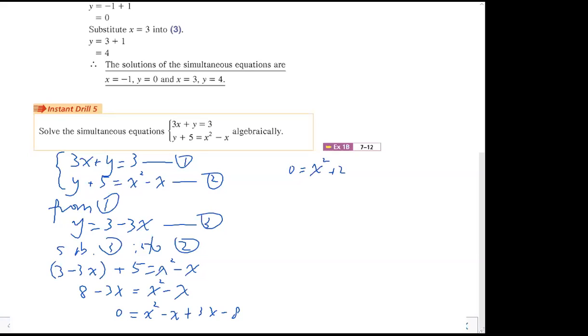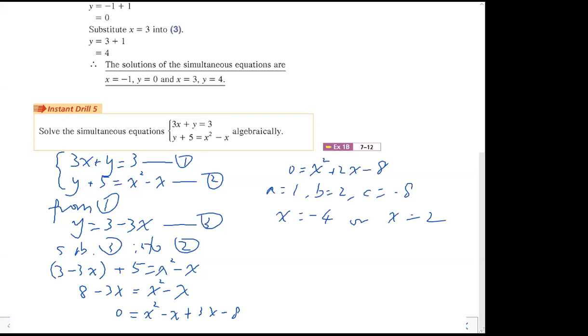Okay, and now it is a simple quadratic equation where a is equal to 1 and b is equal to 2 and c is equal to -8. Okay, and we can use the program to find the answer for us. So x will be equal to -4, or x is equal to 2, right?